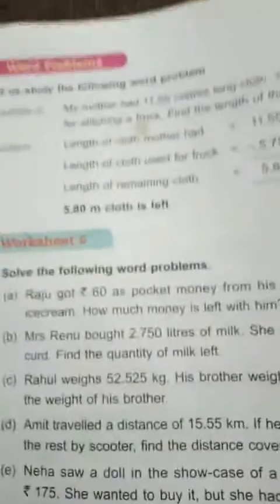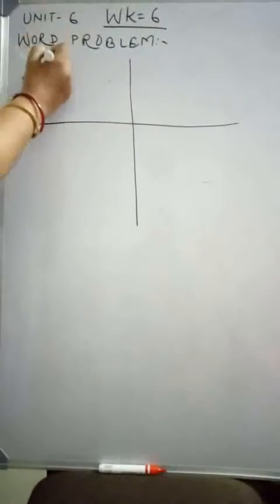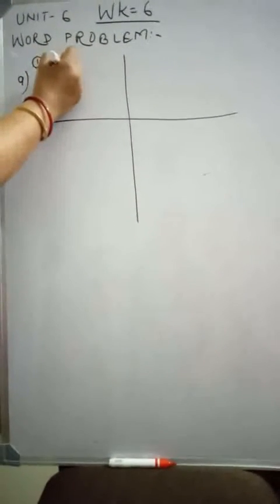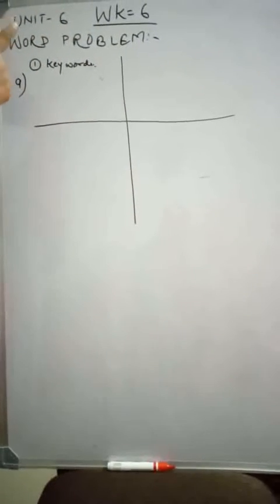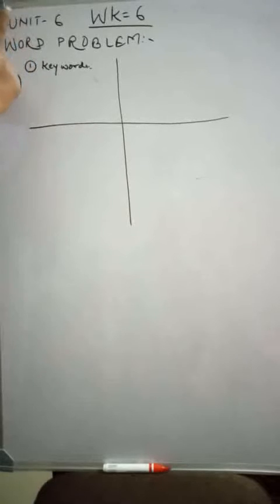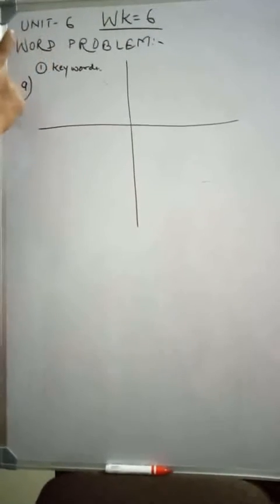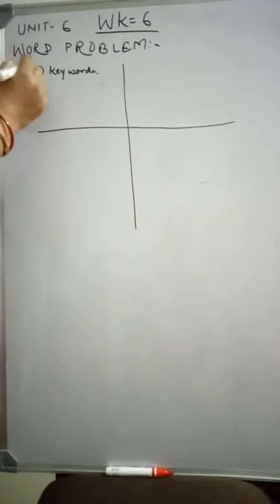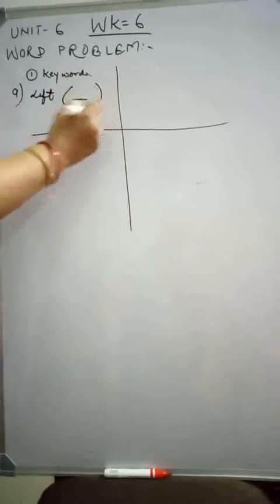So here there are some punchlines, students. Let us solve it with the help of the 4 square method. First point is keywords. The keywords here are: Raju got rupees 60 as pocket money from his father. He spent rupees 16.50 on ice cream. How much money is left? The word left is a punchline. It means it is subtraction.